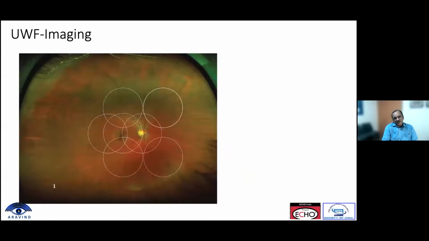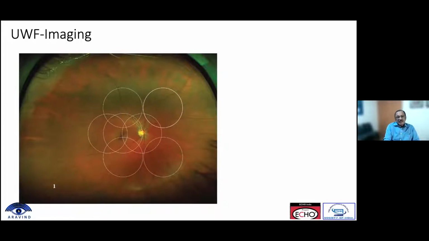Another important investigation modality that is available in recent times is the ultra wide field imaging, where you're able to see almost 120 to 180 degrees of retina in one single photograph. Here we have superimposed the 7-field ETDRS fields, where you see that in spite of taking 7 fields, you are visualizing a very small area of the fundus.